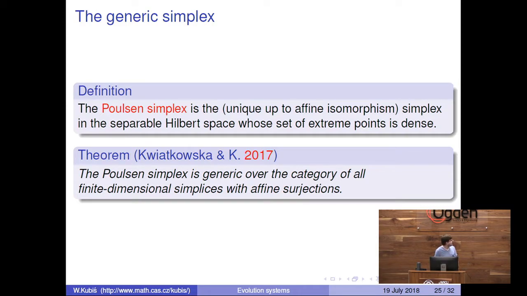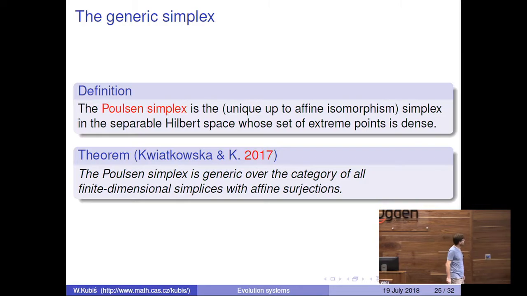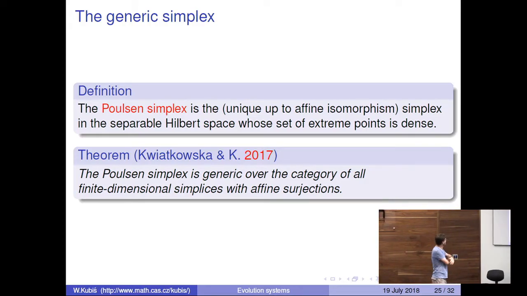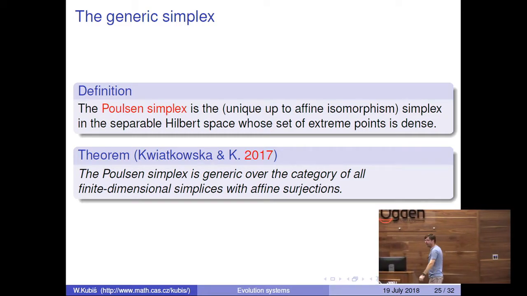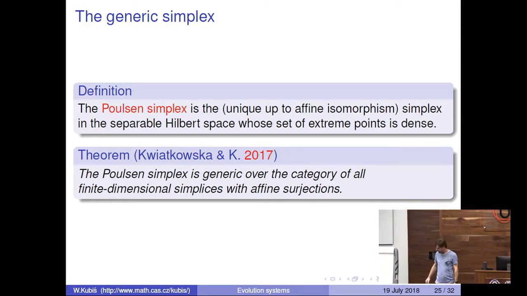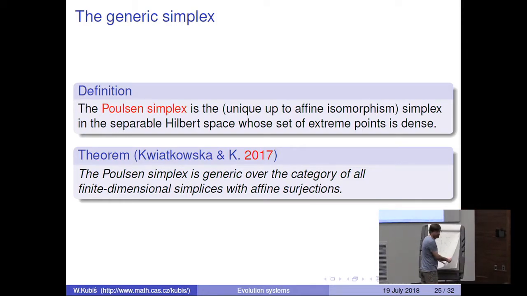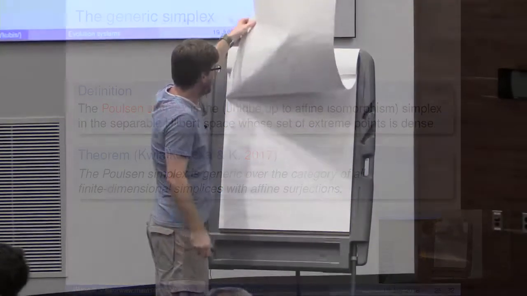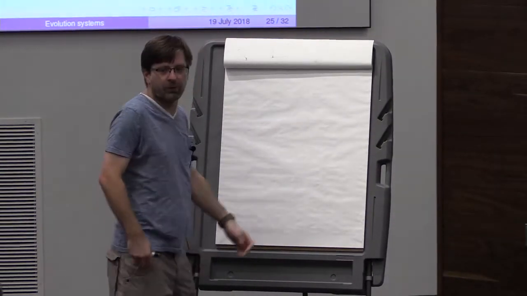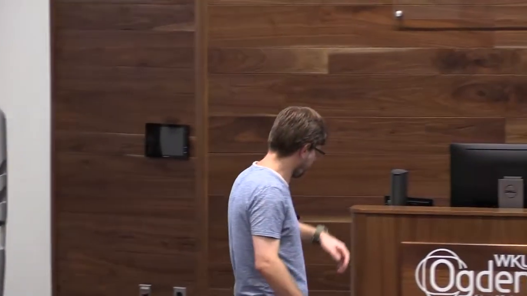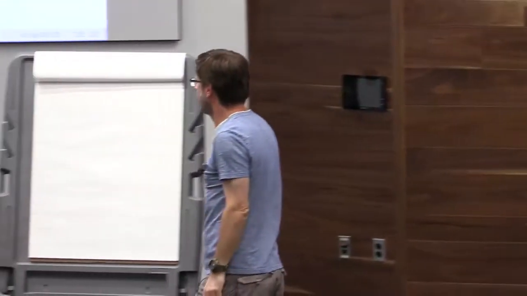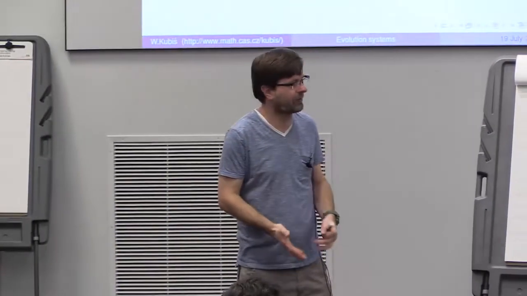The Poulsen simplex. I'm already moving to functional analysis. This is a unique simplex in the separable Hilbert space with the property that the set of extreme points is dense, everywhere dense, really. Uniqueness of this simplex was an open problem for some time. And the proof of uniqueness provided by Lindenstrauss and some other people cannot be called elementary, definitely advanced. And we have a really elementary proof which takes half of a page.